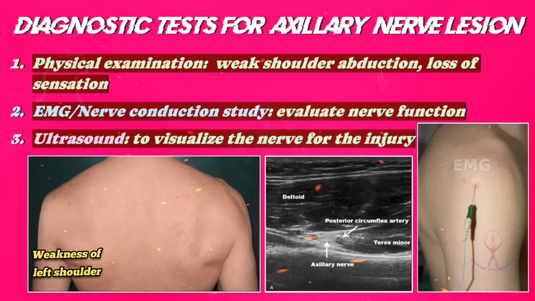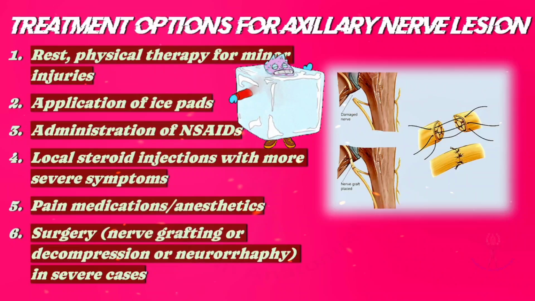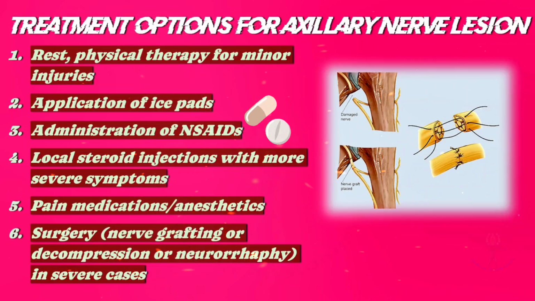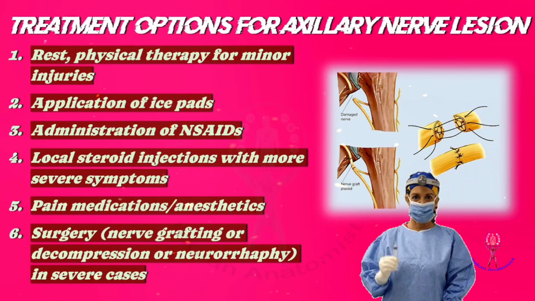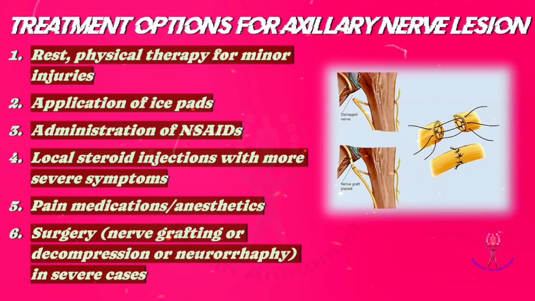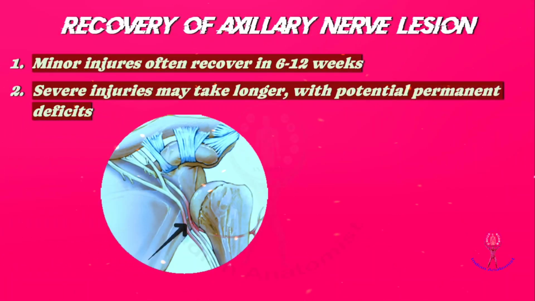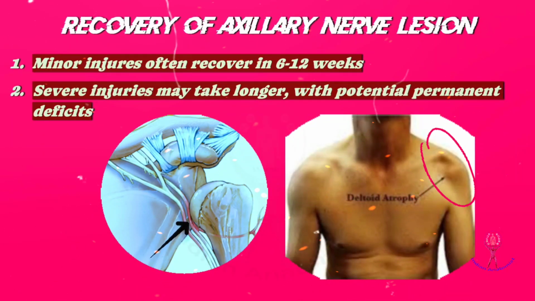Next. What are the treatment options for the axillary nerve lesion? 1. Rest with physical therapy for minor injuries. 2. Application of ice pads. 3. Administration of non-steroidal anti-inflammatory drugs. 4. Local steroid injections with more severe symptoms. 5. Pain medications. And 6 is surgery in the form of nerve grafting or decompression or neurolysis is adopted in severe cases. Next, what is the recovery of axillary nerve? 1. Minor injuries often recover in 6 to 12 weeks. 2. Severe injuries may take longer, with potential permanent deficits.